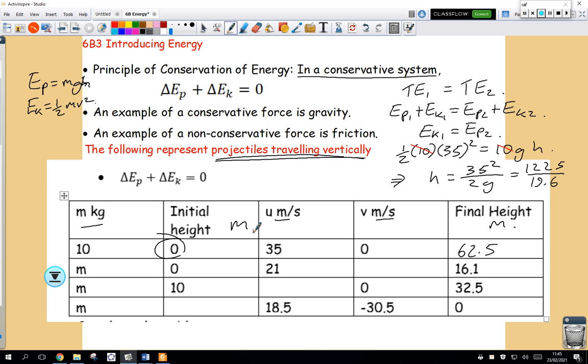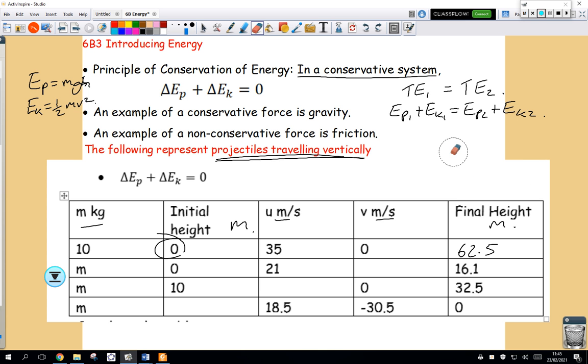Using the principle of conservation of energy, very important principle in physics. So let's look at the second row here. Again, it's launched from an initial height of 0, so its potential energy in position 1 is 0. So at position 1, all of its energy is kinetic. At position 2, well, its final height is 16.1, so it will have potential energy. We don't know about its velocity, so we kind of assume it has kinetic energy as well. Okay, we might find out that it doesn't, but that will reveal itself to us if that's the case.